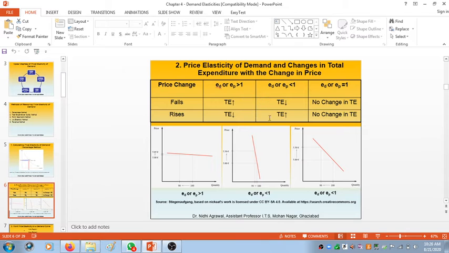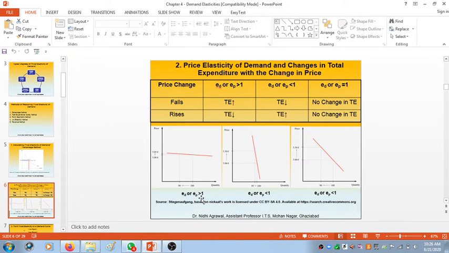This relationship has been shown with the help of three figures. In the first figure, elasticity is greater than 1, and we have shown a highly elastic demand curve, represented by a red line. As I have told you, this vertical rectangular portion is the numerator, and this horizontal rectangular portion is the denominator. When we divide numerator by denominator, because the numerator is greater, the value of elasticity will be greater.